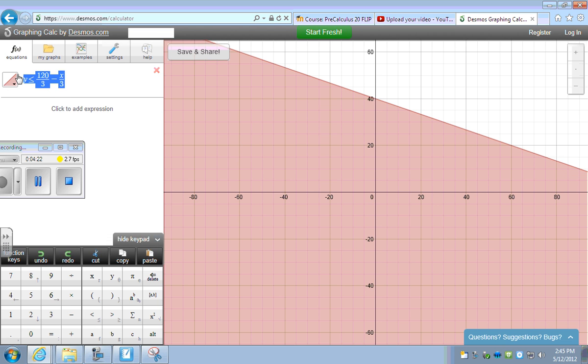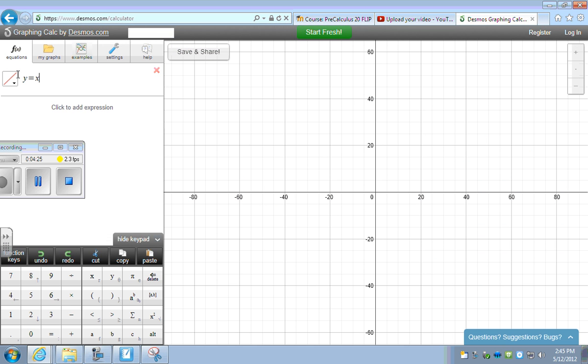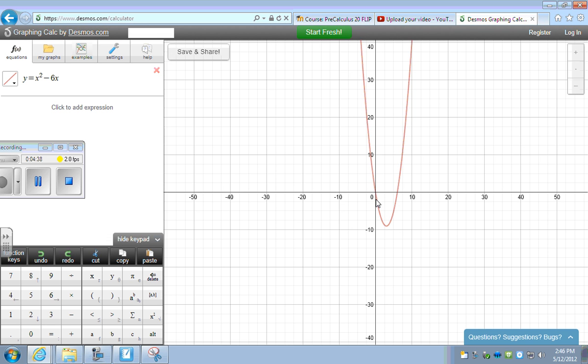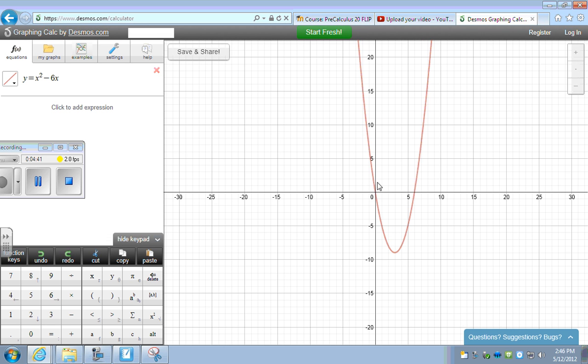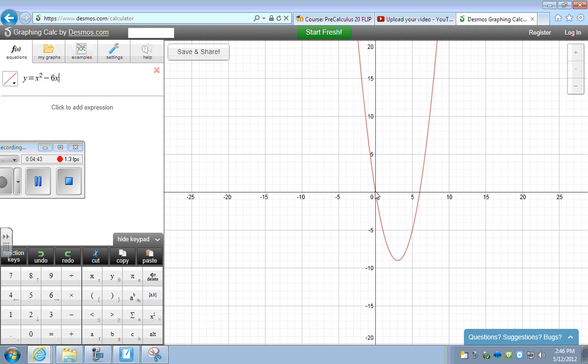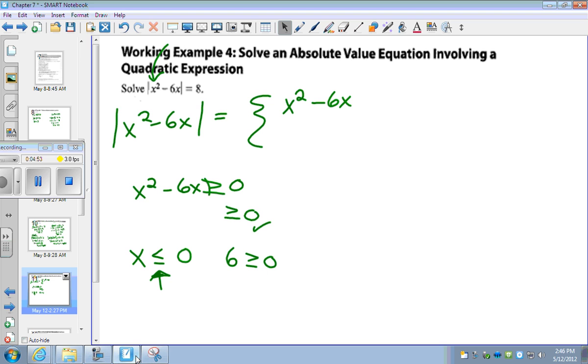Okay, y is equal to x squared, what was it, minus 6x? Okay, I would graph that. I would spend a second and zoom in here. And I would see that this graph is always above the x-axis whenever x is less than 0 and whenever it's greater than 6. This is probably an easier way than the way I just showed, quickly putting it into my graphing calculator.